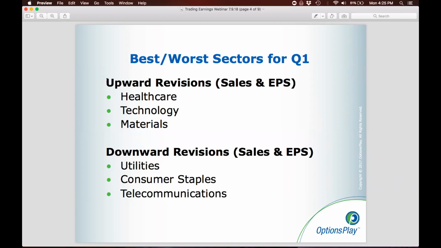Healthcare is actually just starting to become a little stronger over the last few weeks. Materials is something that's just started to really come to life over the last month or so, versus downward revisions, which is really utilities, consumer staples, and telecommunications. Telecommunications and utilities tend to be very interest rate sensitive. We saw a pretty big hit.